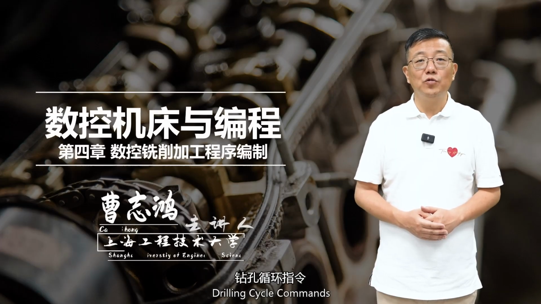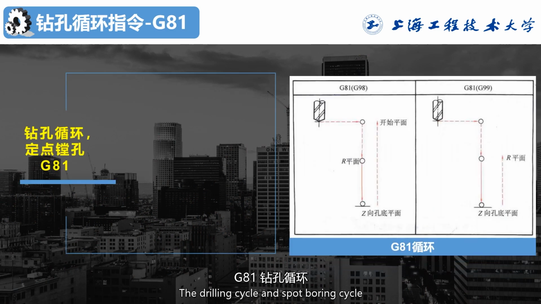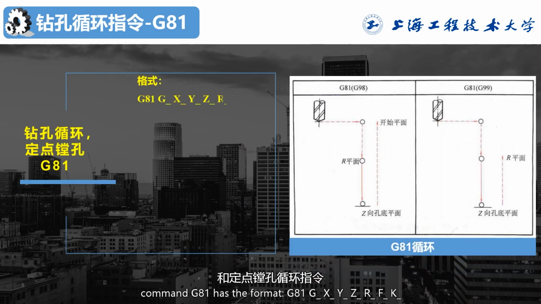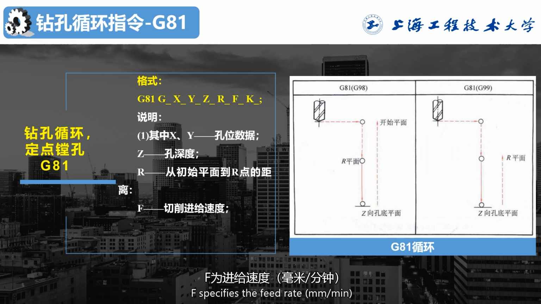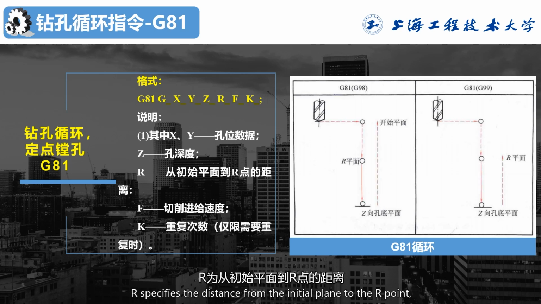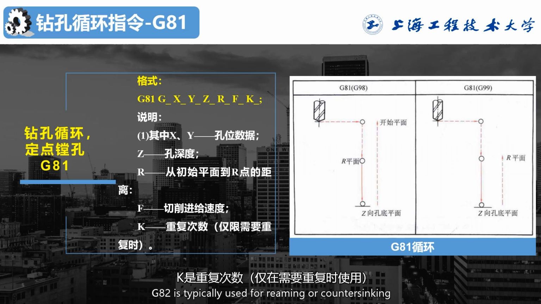Drilling circle commands. The drilling circle and spot boring circle command G81 has the format G81 G, X, Y, Z, R, F, K. Here, X, Y specify the hole position, Z specifies the hole depth, F specifies the feed rate in millimeters per minute, R specifies the distance from the initial plane to the R point, and K specifies the number of repetitions, used only when repetition is needed.